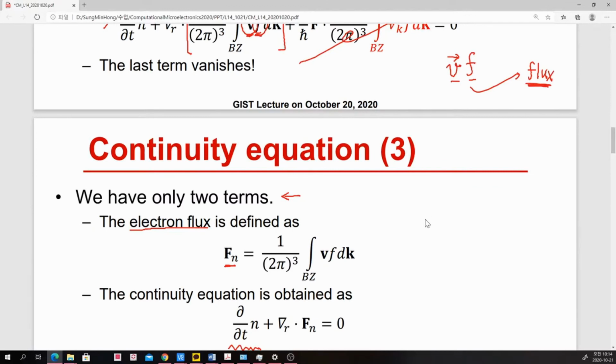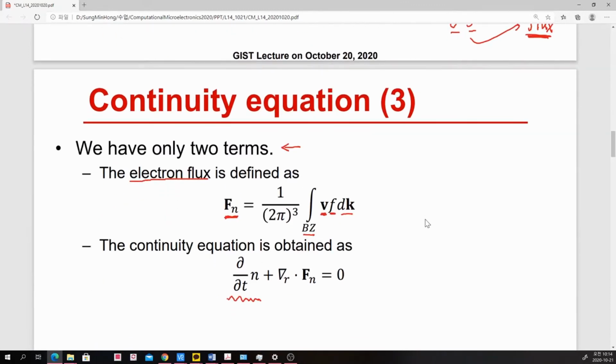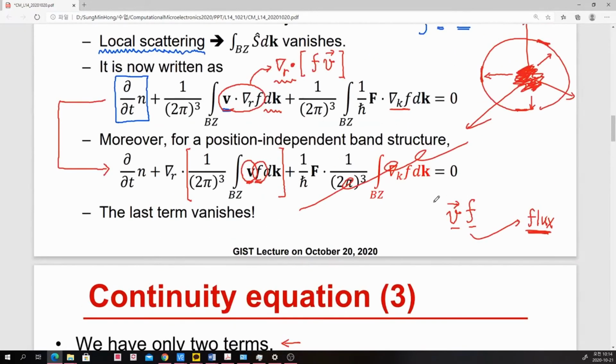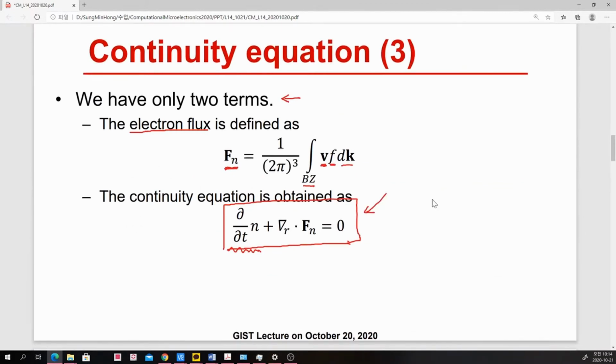And electron flux is simply defined as multiplying velocity to our distribution function and taking the momentum space integral. Then we will have this form of continuity equation. So simply speaking, this quantity is identified as F sub n. So now we have this continuity equation.